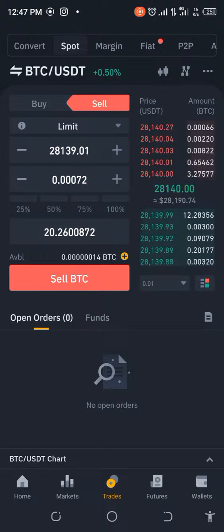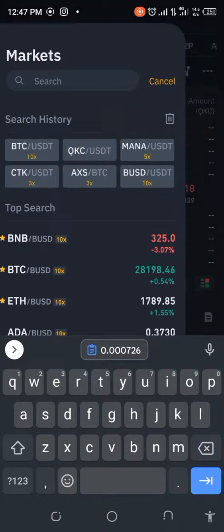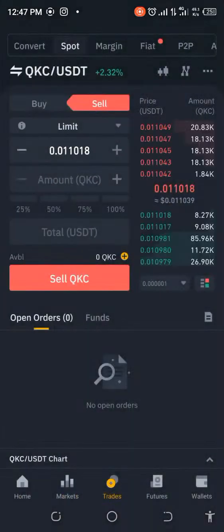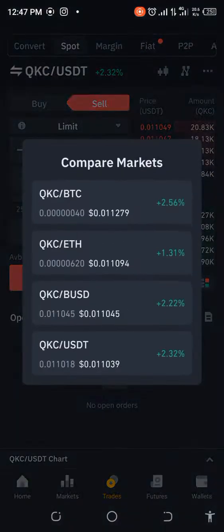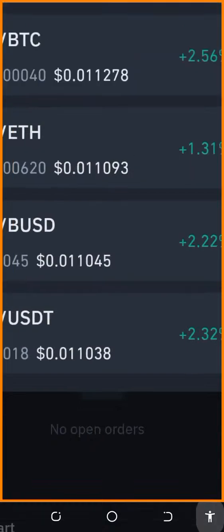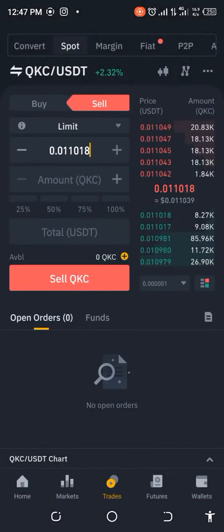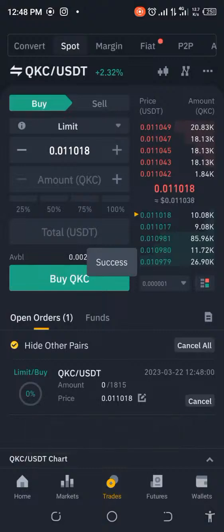Are we ready? Let's hope that this is going to go through fast. Okay, so let's go straight to our QKC USDT. But before we go ahead, let's make sure that everything is still intact. So what do we have here? Everything still looks the same way, still looks normal. So let's go ahead. We're buying. So let's put in 100%, the same way we put it there. And then let's go ahead and buy. Okay. Oh, it seems we're in the queue.